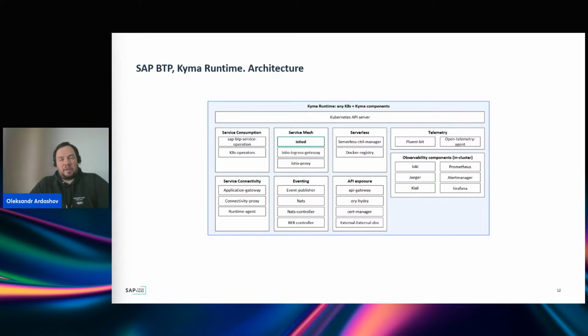I already mentioned that we have Istio. Istio is part of the service mesh group of modules, and it plays quite a huge role in Kyma because it helps us to set up communication between nodes and pods, and it helps us to get telemetry. It helps us to implement service mesh as well. So this module is also activated by default.